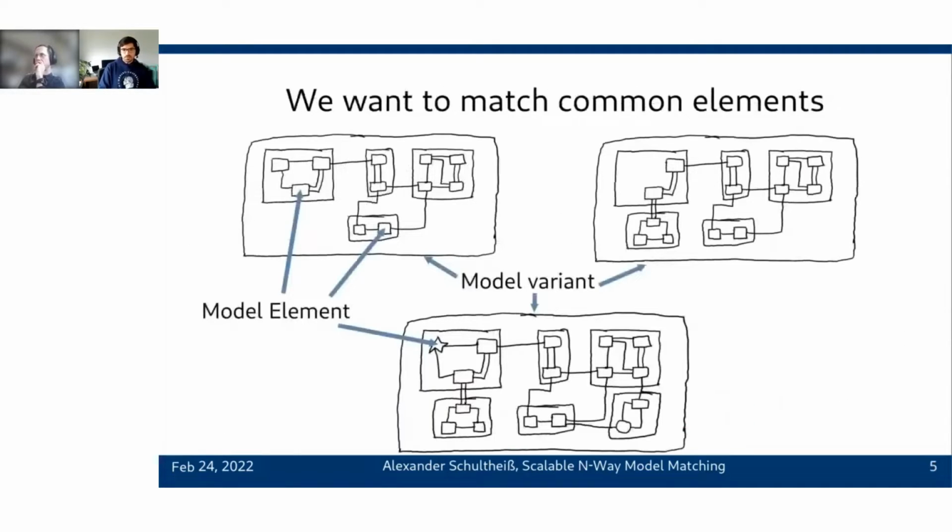As a result, there are multiple model variants sharing a significant number of similarities between them. And for different development activities, we want to identify common elements, for example, in order to unify separate models later on, or in order to synchronize changes in common parts between them. And thus we want to match models themselves.